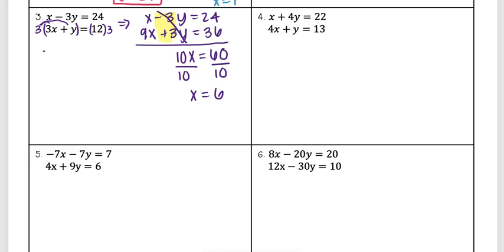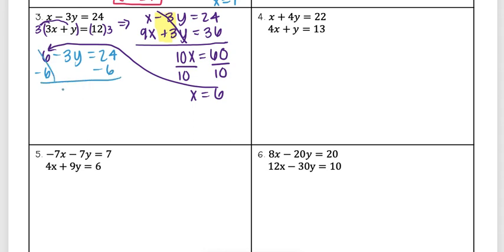So I'm going to substitute 6 in for x. So instead of x minus 3y, I had 6 minus 3y. Subtract 6 from both sides. Then divide by -3. And so I get that y is equal to -6. So I got my x value, I got my y value. My very last step, I'm going to write that as an ordered pair.